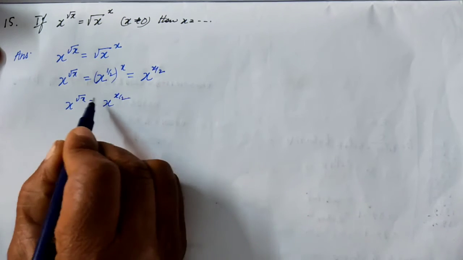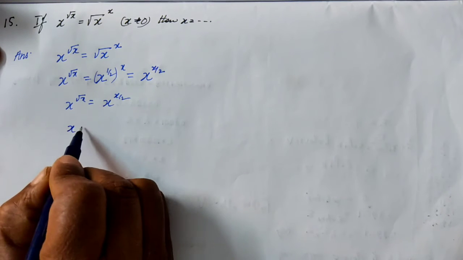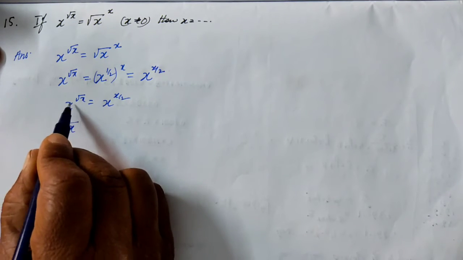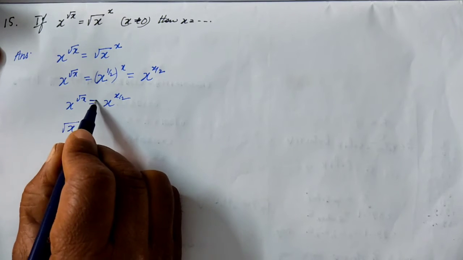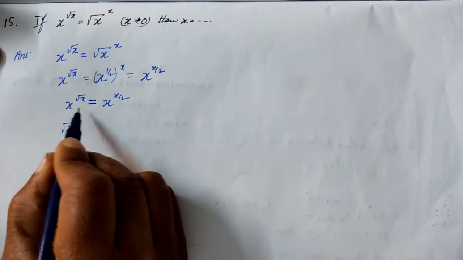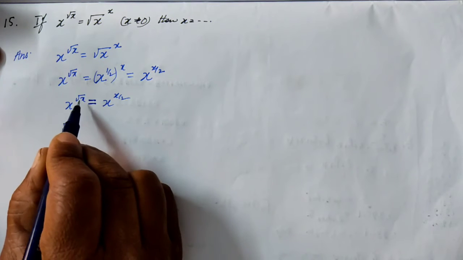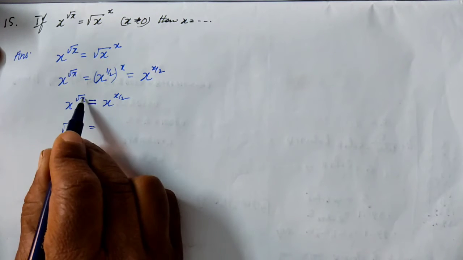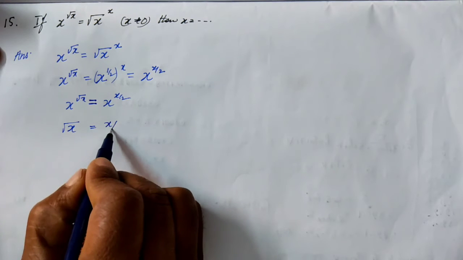From this we conclude that the base on this side and the base on that side are the same, so this whole quantity is equal to this whole quantity. Since the bases are the same, the exponents are equal. Therefore root x is equal to x by 2.